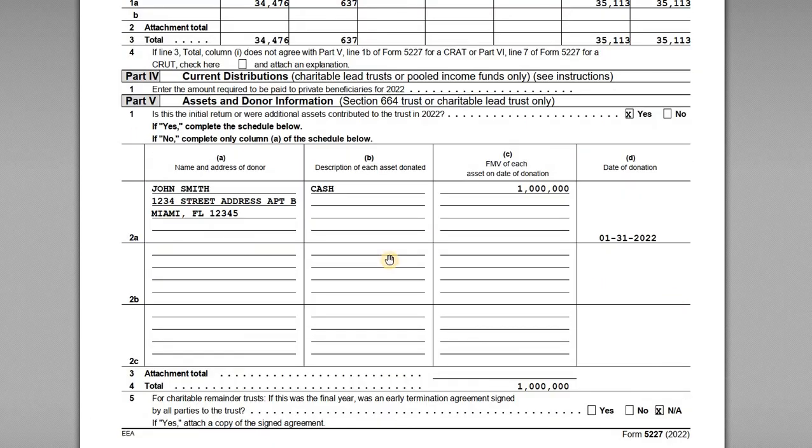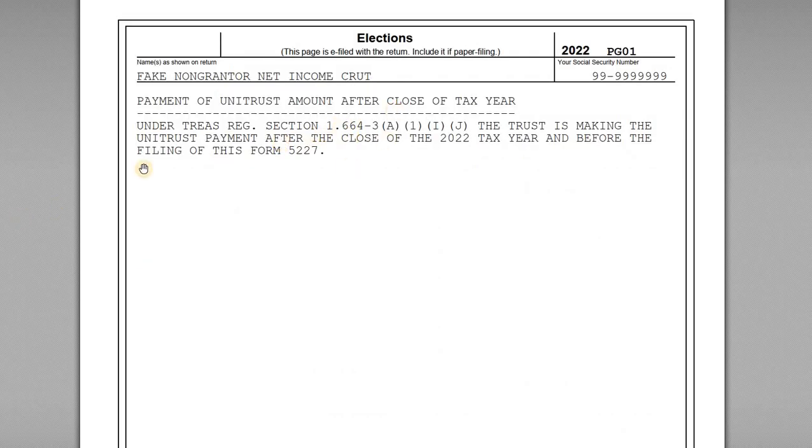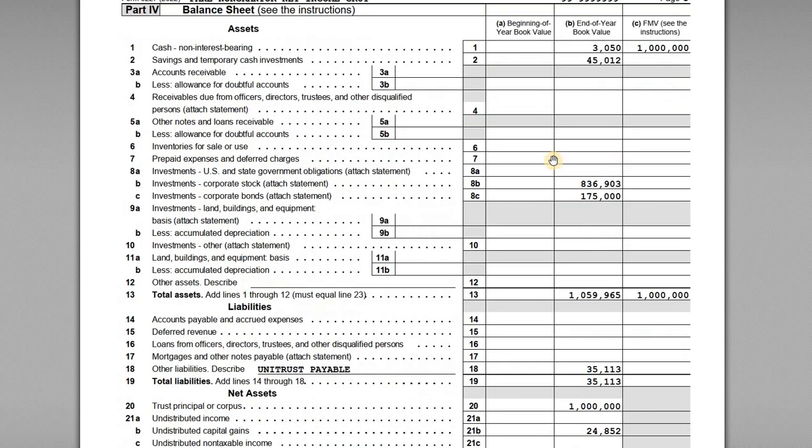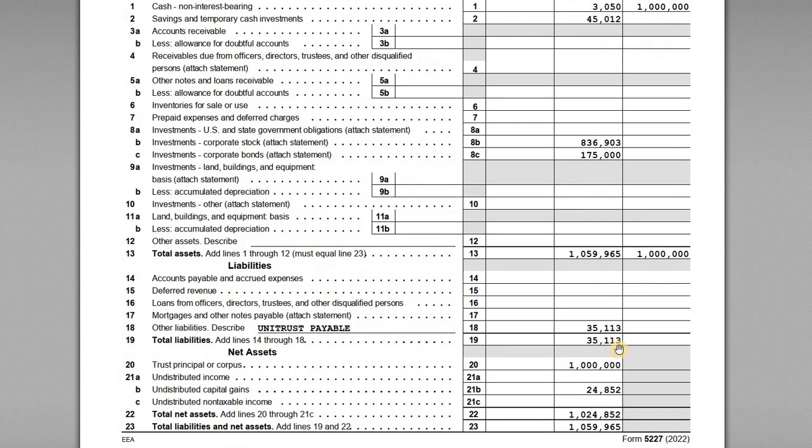And then lastly, what I like to do is just attach a statement explaining the Unitrust amount issue, right? So under the regs, the trust is making this Unitrust payment after the close of the year, and it's being made before the filing of this form. So if the IRS ever looks at it, or if it's examined by anybody else and they're trying to figure out, well, the payment's not being made until after the year, what are you doing? We thoroughly explain what it is we're doing and why it's permitted under the tax code. So we haven't done anything to violate these rules. All right, so that covers it.